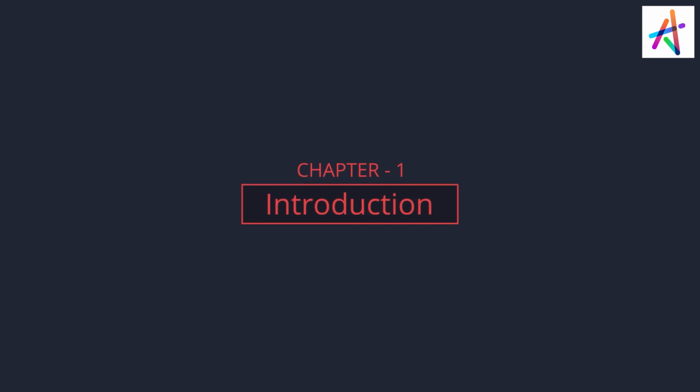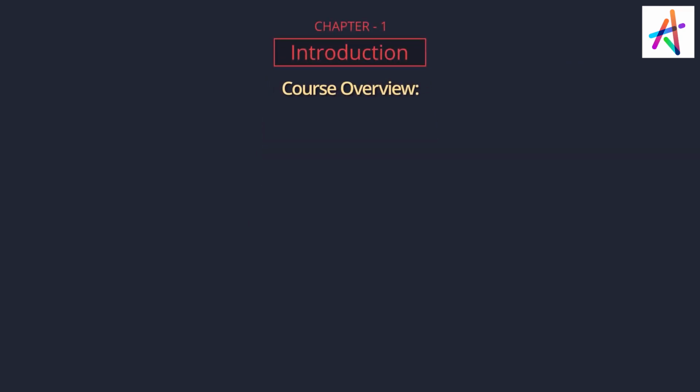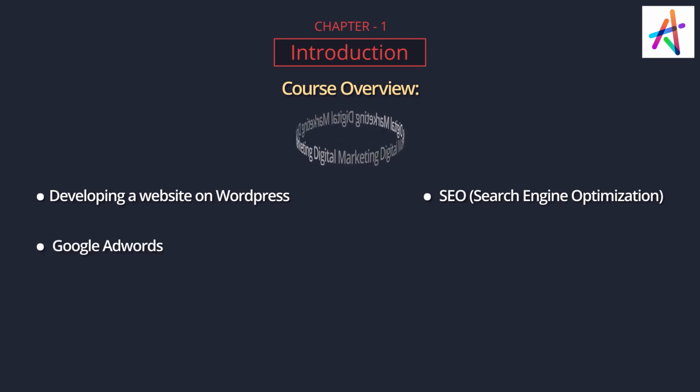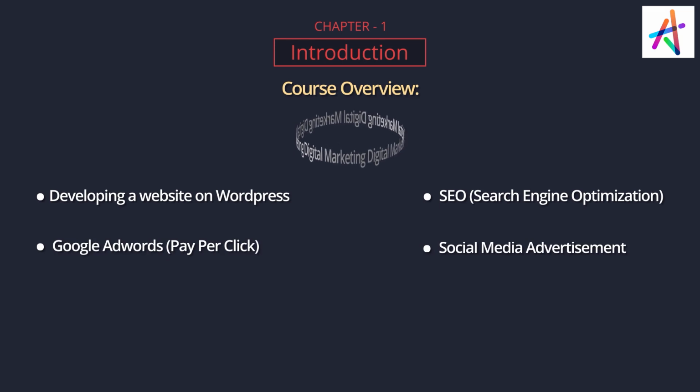So, what are you going to learn in this digital marketing course? We are going to take a 360-degree view of digital marketing, right from developing a website on WordPress to doing SEO or search engine optimization, and then moving on to Google AdWords, which is PPC or pay per click. And then we are going to also learn about social media, how to advertise on the very popular social media platforms, including Facebook, Twitter, LinkedIn, and so on and so forth.